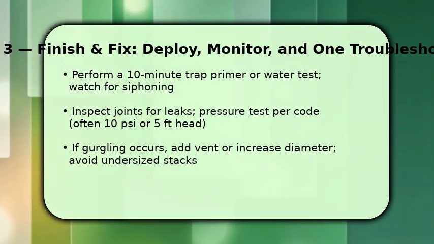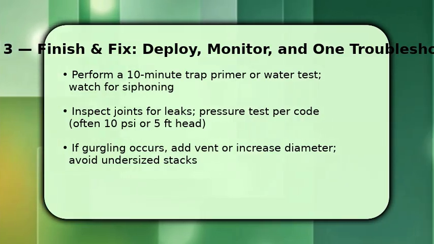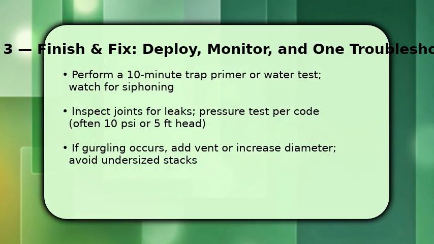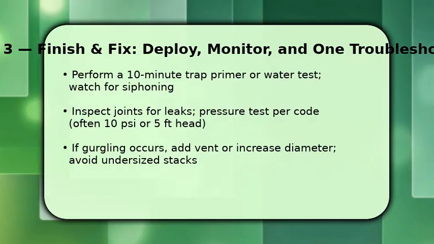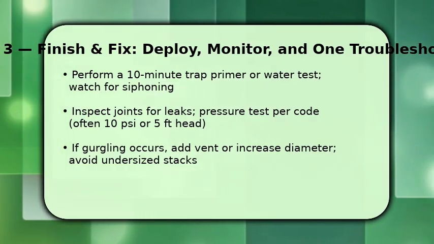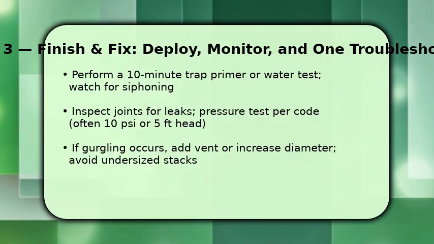Check every joint for leakage and correct slope again. Repair any undersized sections. If problems persist, add a dedicated vent or increase the stack diameter, because wet venting fails most often from undersized piping or improper fixture order. Finally, document changes for inspection.